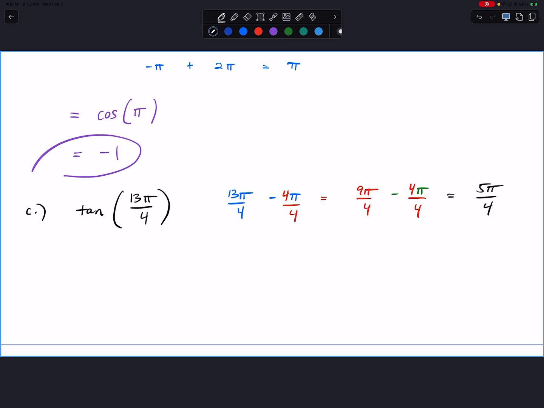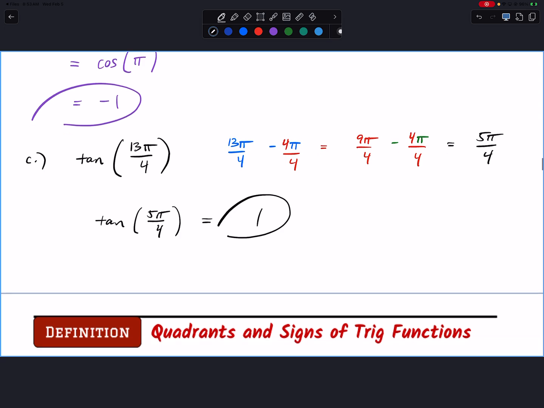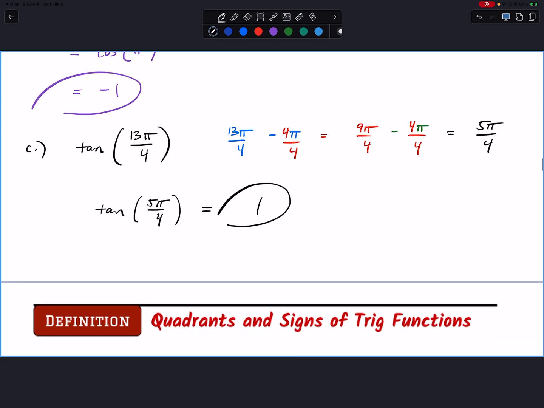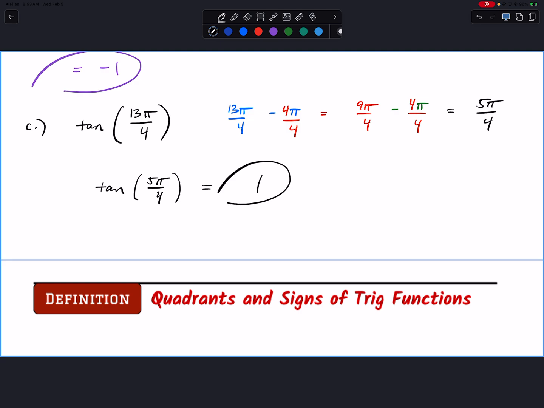Is 5 pi over 4 on my unit circle? Okay. What is the tangent of 5 pi over 4? What is it? 1. Good. Okay. Questions? Okay, cool. All right, here comes something very, very important. So we're gonna learn about a little story of our trig functions.